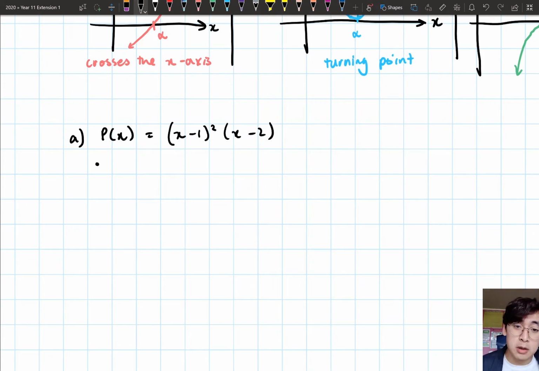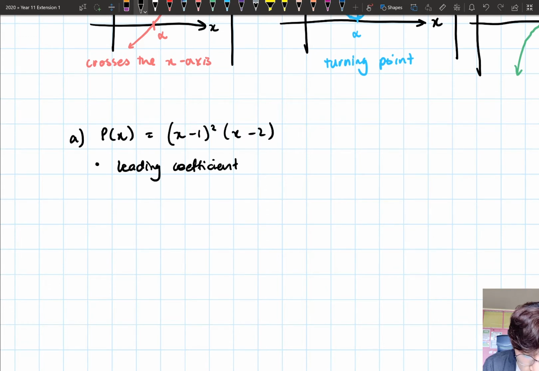But because I'm multiplying them together, all I need to do is look at if there's a number at the front that I'm multiplying them with. Here, I don't have a number, which means I'm multiplying it by 1. Now, 1 is a positive number. So I'm going to write leading coefficient is equal to 1, which is greater than 0.